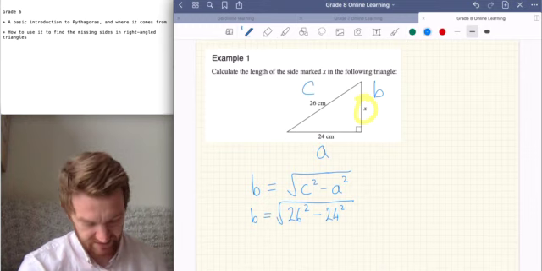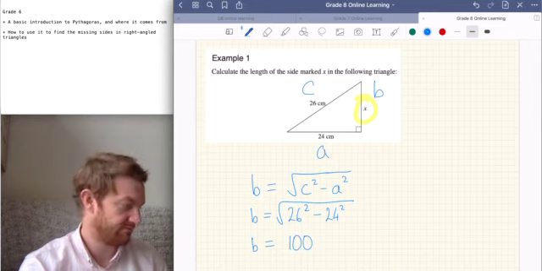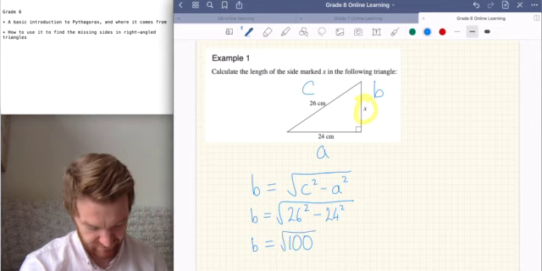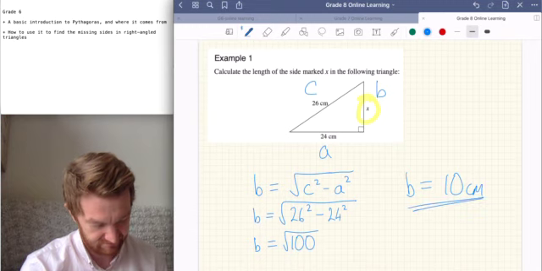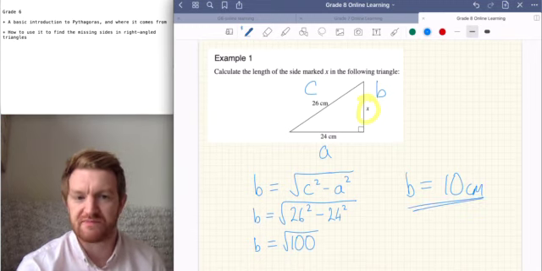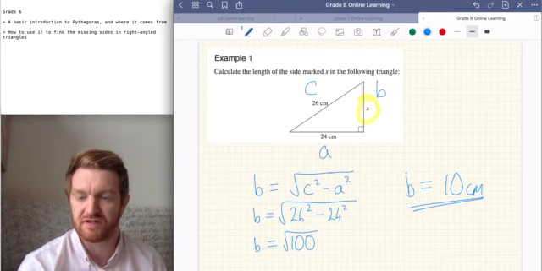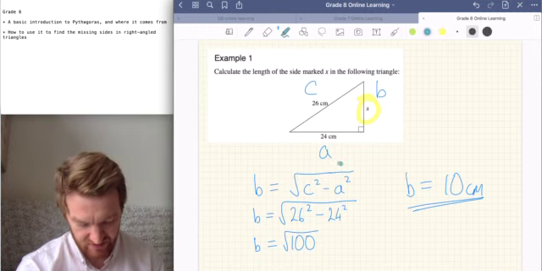And that actually gives you 100, but it's the square root, so B is equal to 10 centimeters. When it's a whole number, obviously you don't leave it in a root because it can be simplified, and the decimal and the root are the same thing once they're simplified. So the key thing here was the formula has changed.